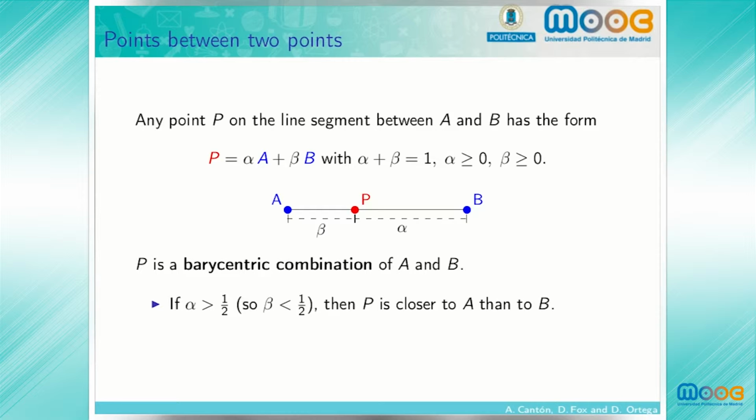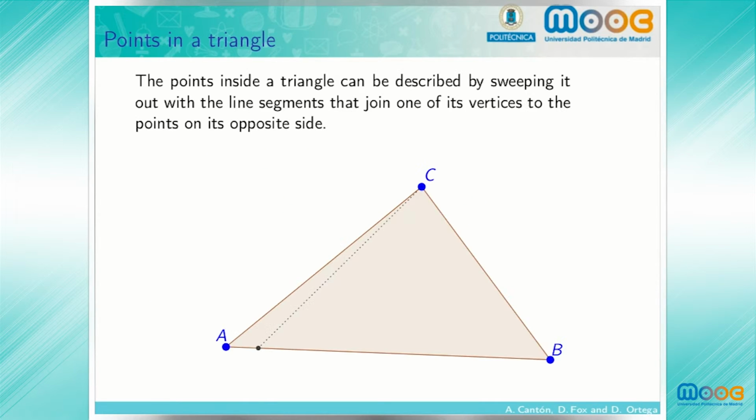If alpha is bigger than a half, so that beta is necessarily less than a half, then P is closer to A than it is to B. If alpha is less than a half, so that beta is greater than a half, then P is farther from A than it is from B. The points inside a triangle can be described in a similar way. We sweep the triangle out with the line segments that join one of its vertices, here C, to the points on the side opposite that vertex, here the side joining A to B.